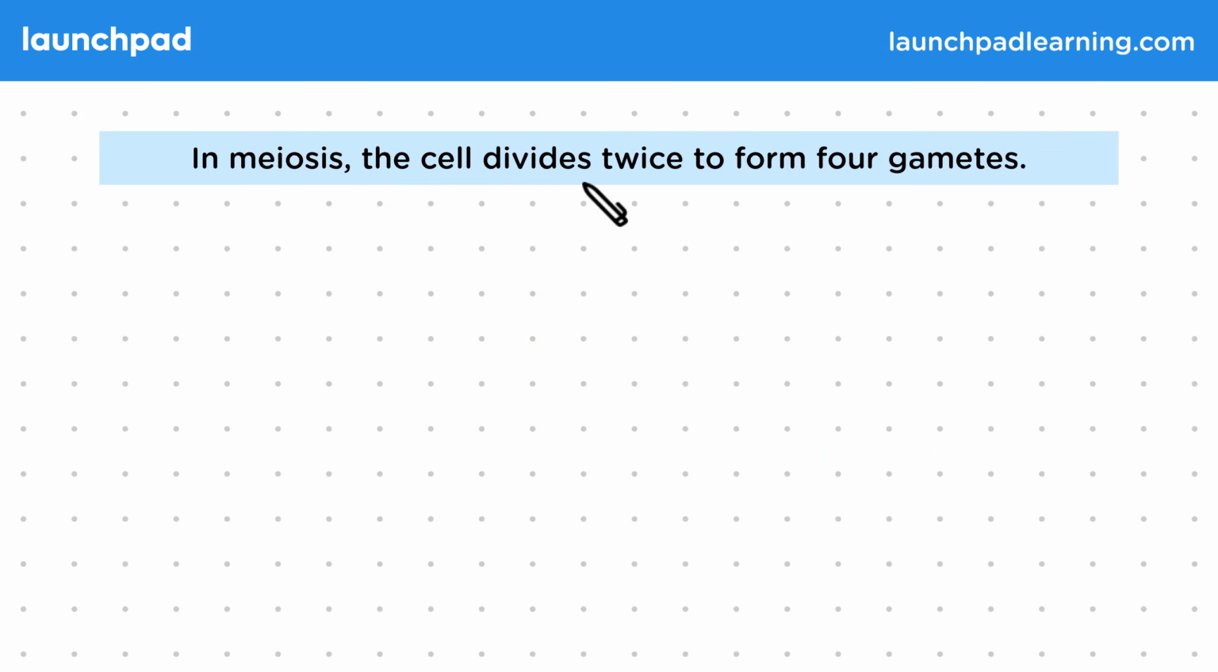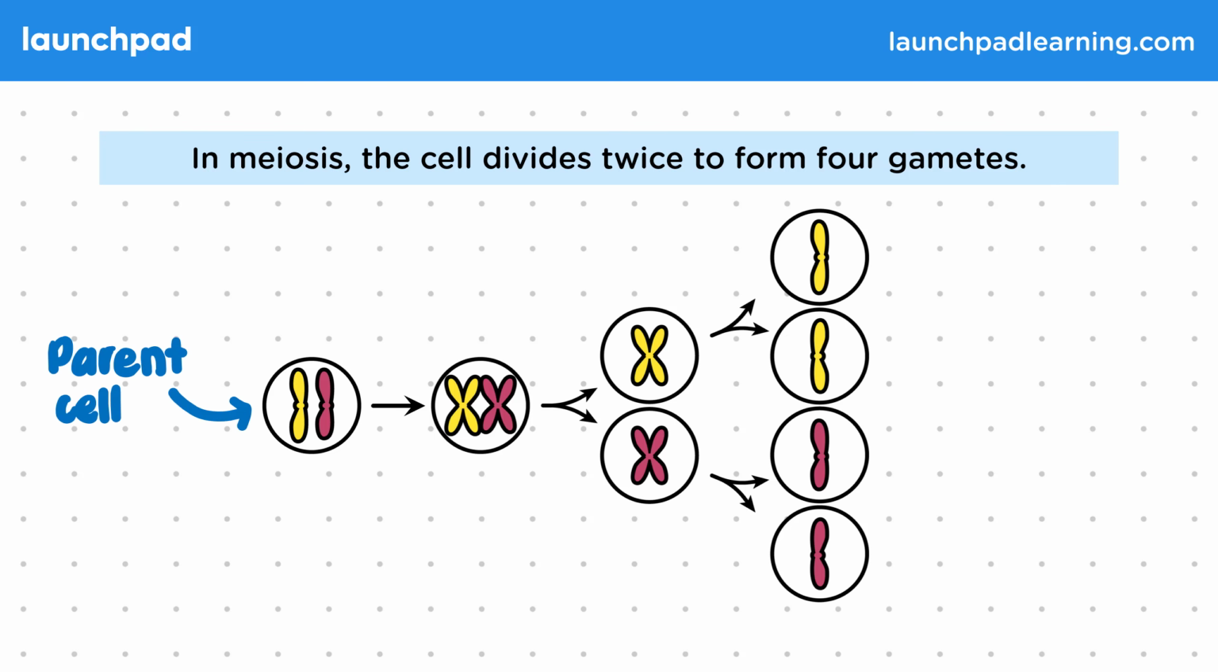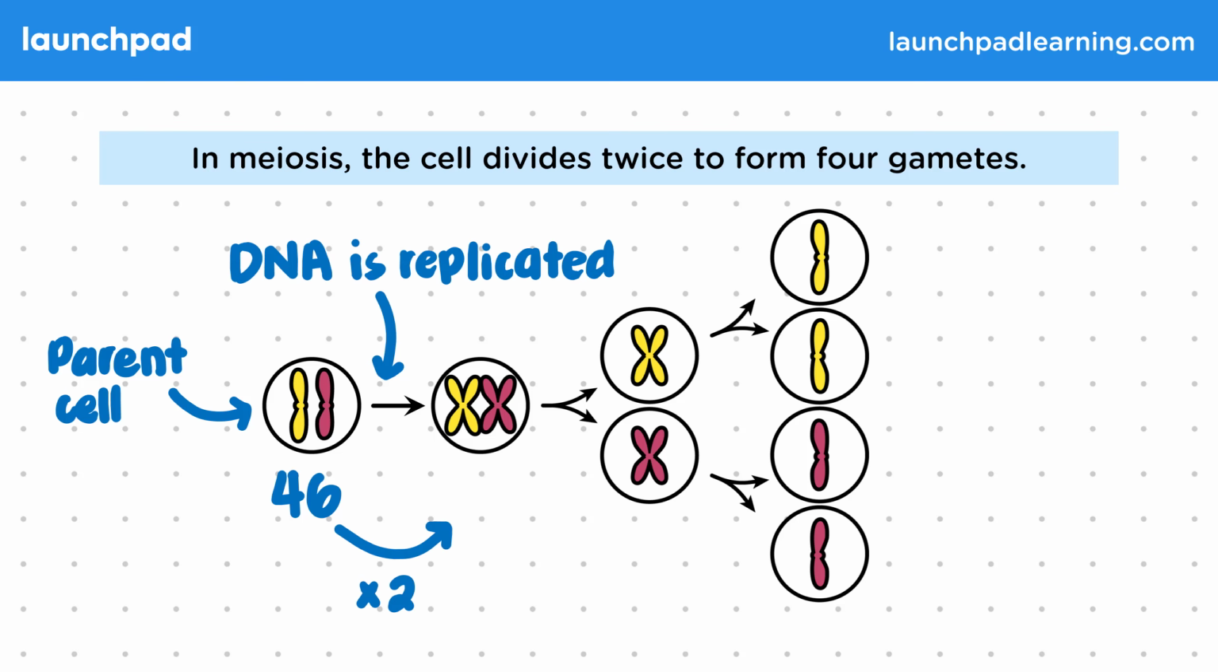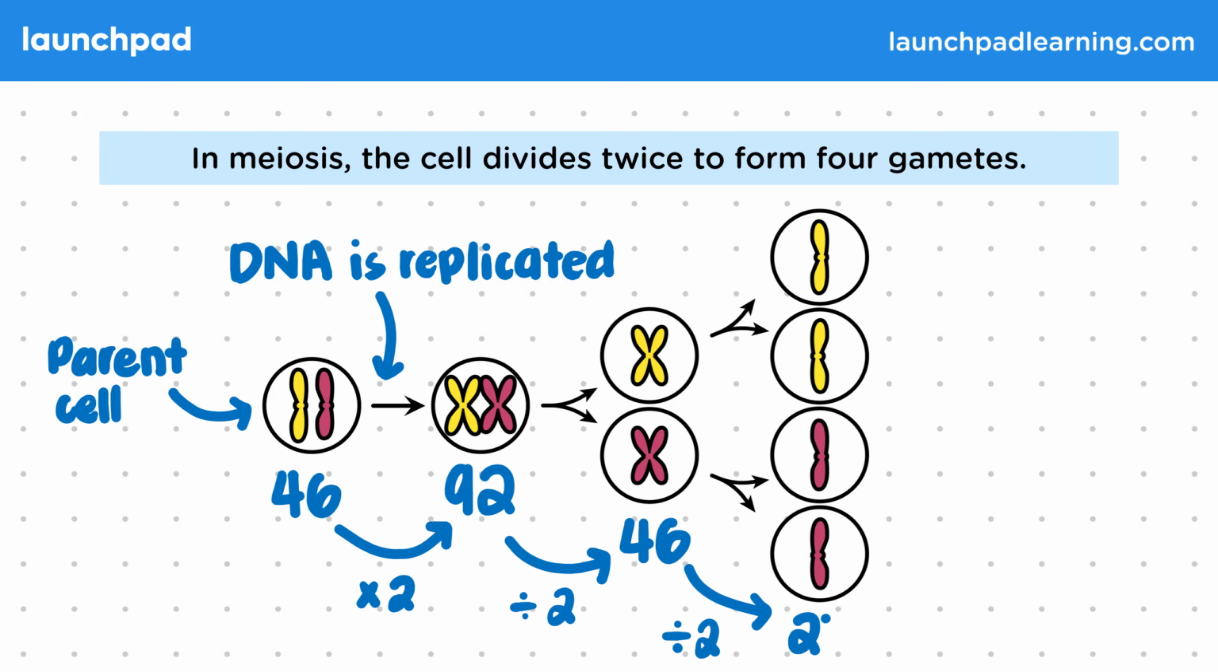In meiosis, the cell divides twice to form 4 gametes. So we start with this parent cell. In humans, this would contain 46 chromosomes, or 23 pairs. Firstly, this DNA is replicated, so if we double this number of chromosomes, we end up with 92. The parent cell then divides twice. In this first division, the chromosome number is divided by 2 as it splits into 2 cells. These 2 cells then divide again, so we divide the number of chromosomes by 2 again. Each of these 4 cells therefore contains 23 single chromosomes. These 4 cells will form 4 unique gametes.